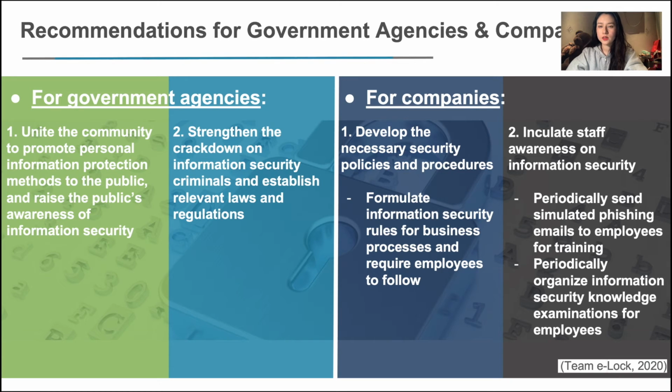For companies, it's necessary to develop security policies and procedures. The company management has to formulate information security rules for business processes and ensure that every employee complies with this requirement. Besides, companies need to inculcate staff awareness of information security. The measures include periodically sending simulated phishing emails to employees for training, and periodically organizing information security knowledge examinations for employees.